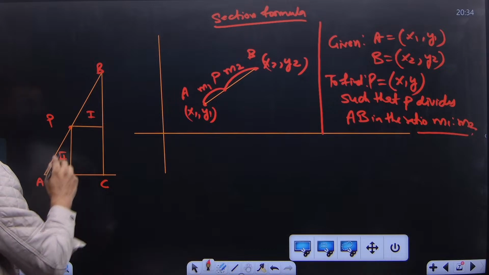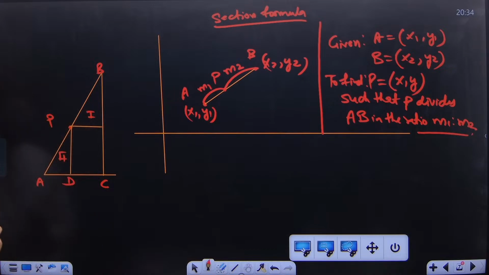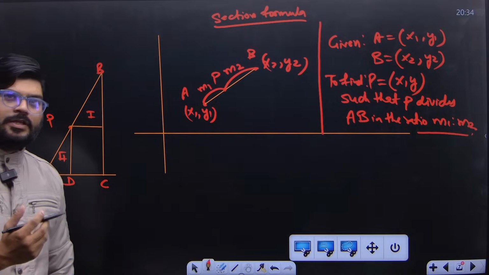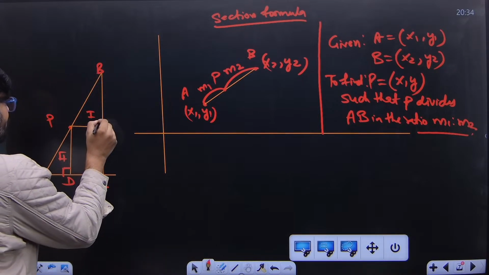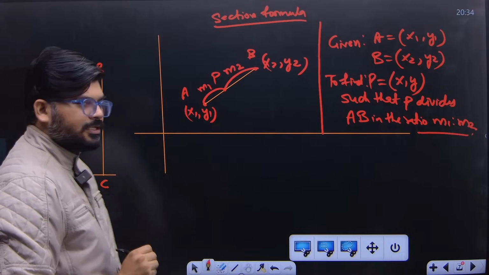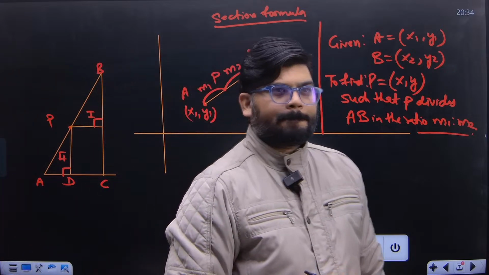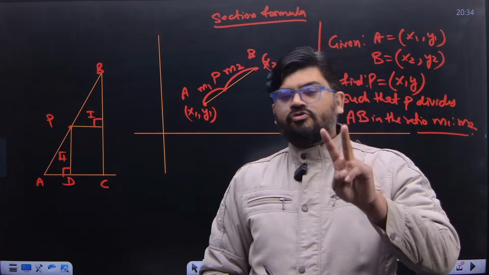Now look at these two triangles, the first triangle and the second triangle. Can you confirm that both the triangles are similar? You might be thinking, sir, how are they similar? Let me tell you, one of the angles is always 90 degrees in both cases. Can you see that? Yes, sir. So the two triangles are similar.